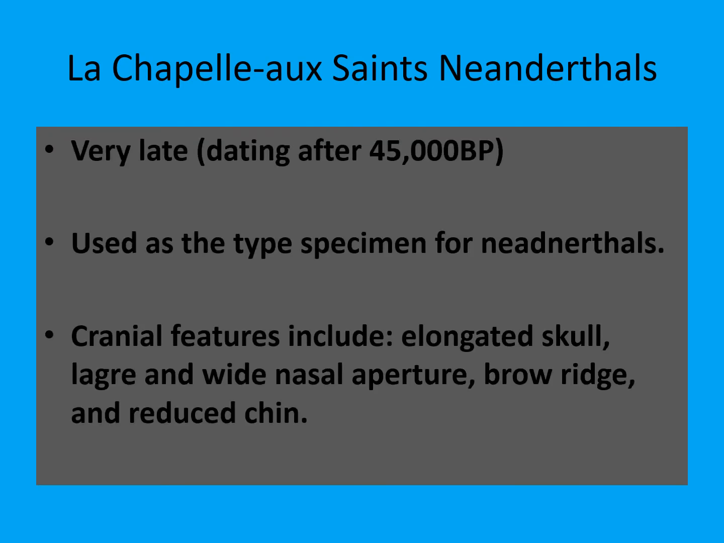So we also have a site called La Chapelle-aux in France, and this site dates to very late, after 45,000 BP. And remember, modern Homo sapiens evolved in Africa around 180,000 years ago. So there's significant overlap between these Neanderthals running around at the same time as both archaic and modern Homo sapiens. These La Chapelle-aux Neanderthals are used as a type specimen for Neanderthals. The cranial features include an elongated skull, a low forehead, a large and wide nasal aperture, brow ridge, and a reduced chin.